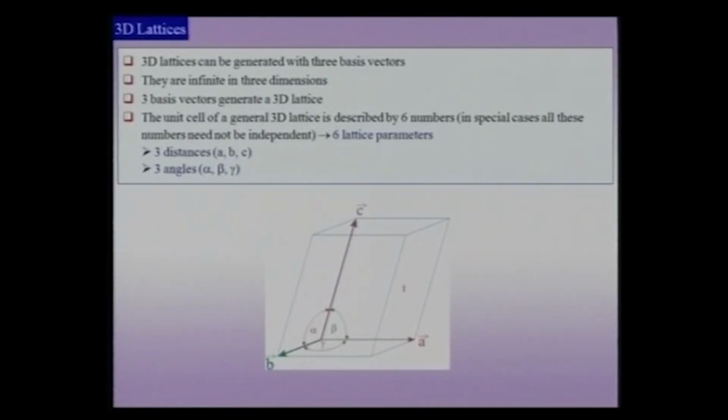Now these lattices are infinite in 3 dimensions, and we can, as usual, choose a unit cell which can be used to describe these lattices in 3 dimensions. As shown in this figure, we have 6 lattice parameters to describe a general lattice in 3 dimensions. These are 3 distances, A, B and C, and there are 3 angles, the alpha, the beta and the gamma. Now, as we go along to studying these lattices, we will see, as we did in 2 dimensions, there will always be special cases wherein some of the distances like A or B or C may be equal to each other, and there may be some of the angles which have some special values.